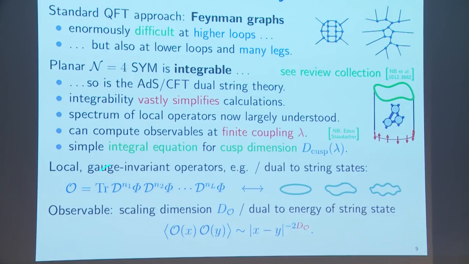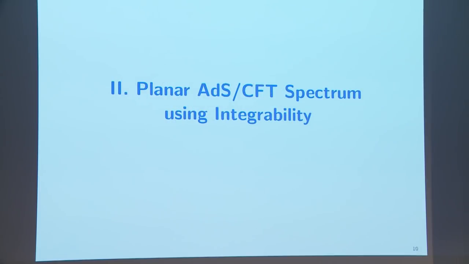But there's a nice observable quantity that you can associate to these local operators. This is the scaling dimension in a CFT. And in the CFT, the scaling dimension tells you how, say, a two-point function scales with the distance between the operators, and namely this exponent is the scaling dimension. And that, in the AdS/CFT dictionary, is dual to the energies of these elementary string excitations. So much for the very basic AdS/CFT.